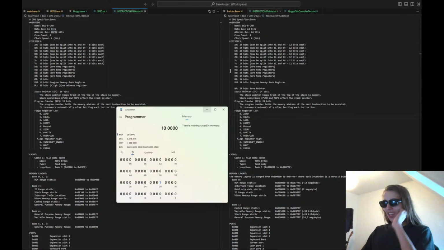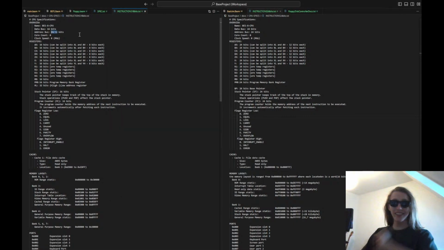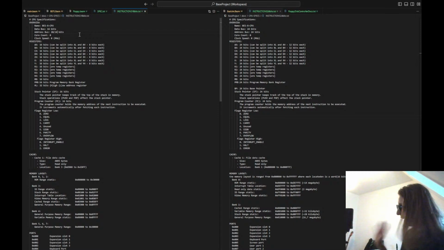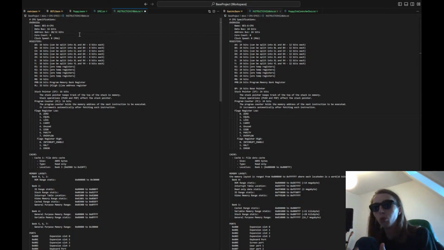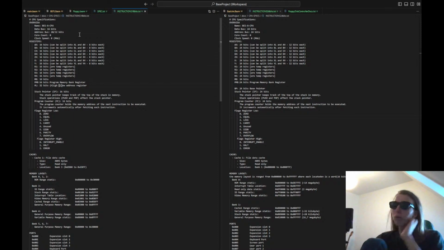So I've decided to make it a 20 by 32 bit address bus. And why specifically 32? It's because first of all, I am going to be making an address register right here, as you can see.